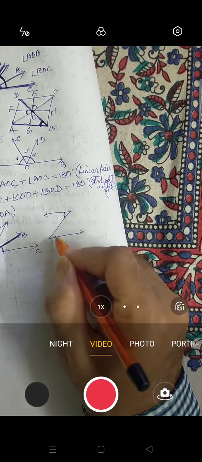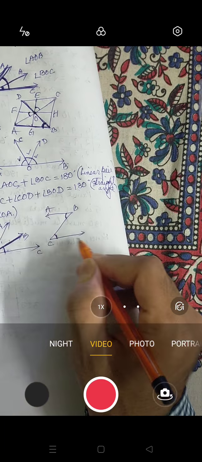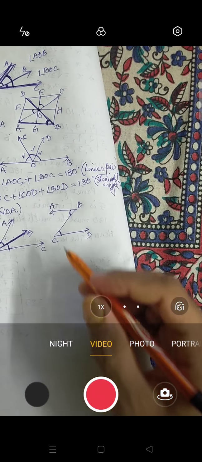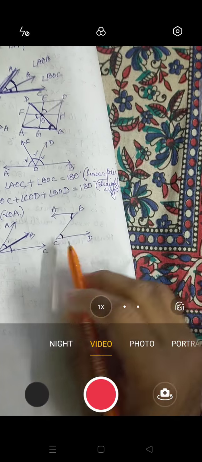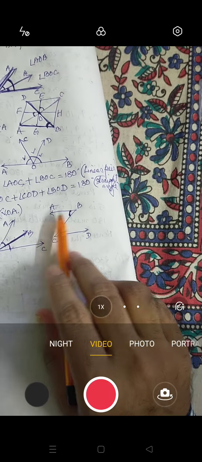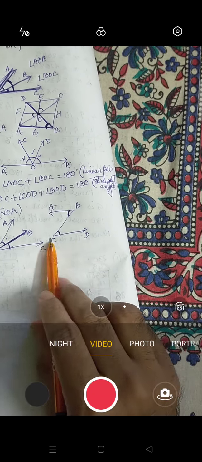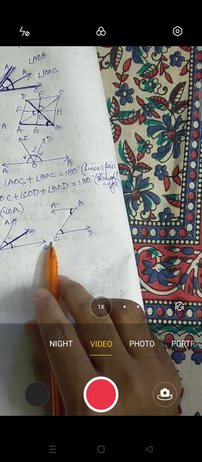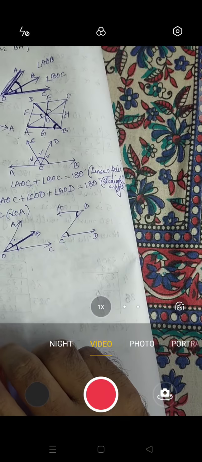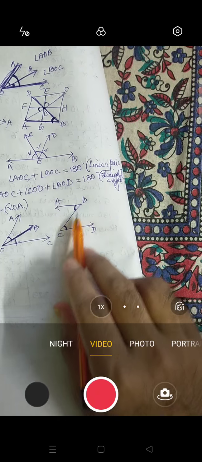This is one angle and this is one angle. Let it be A, this is B, this is C, and this is D. Can I say that angle C, this one and this one, are adjacent angles? That means angle ABC and angle DCB. Angle ACB can also be termed as angle CBA, and angle DCB can also be termed as angle BCD.